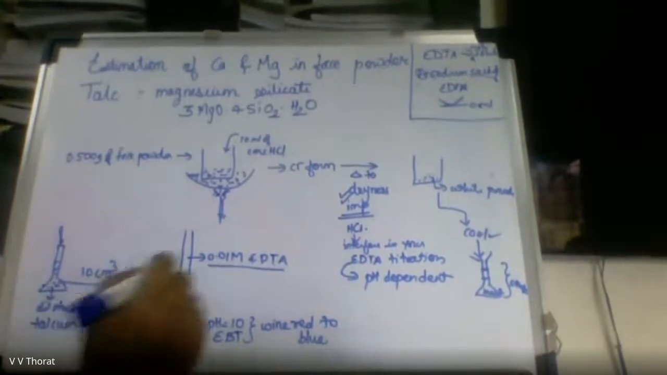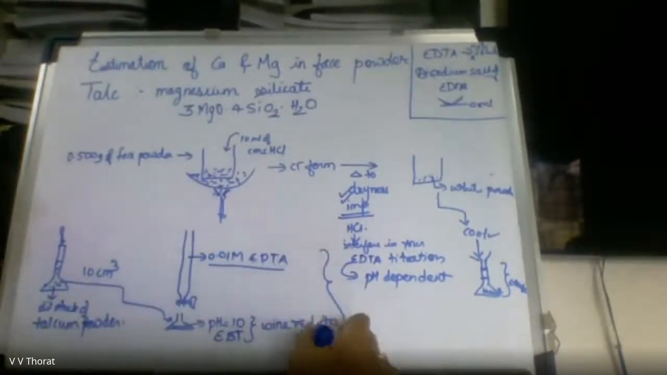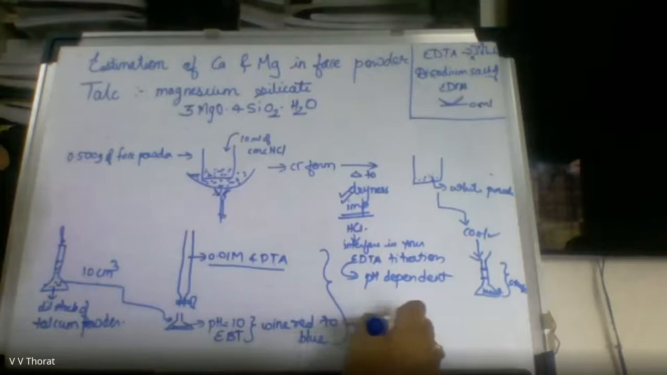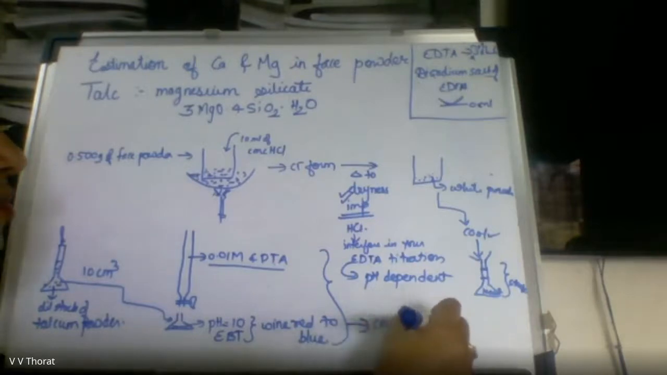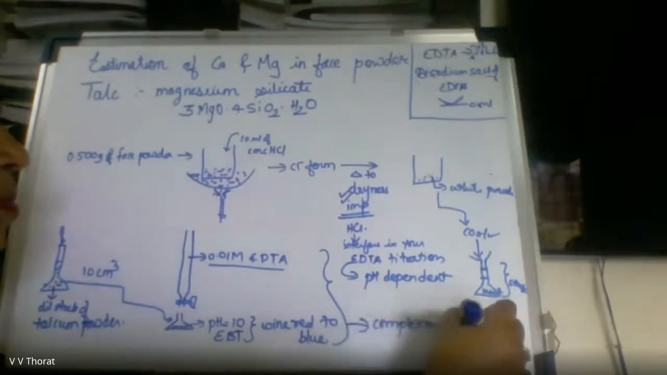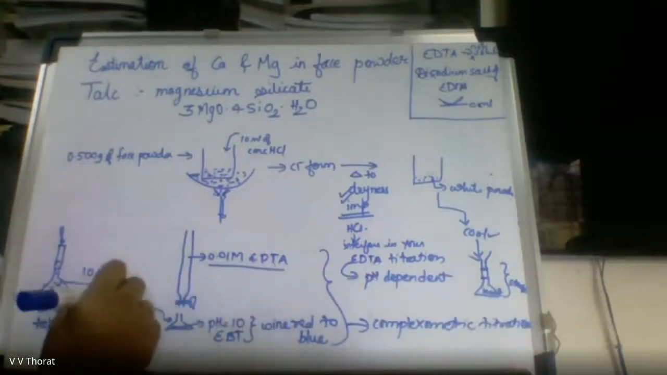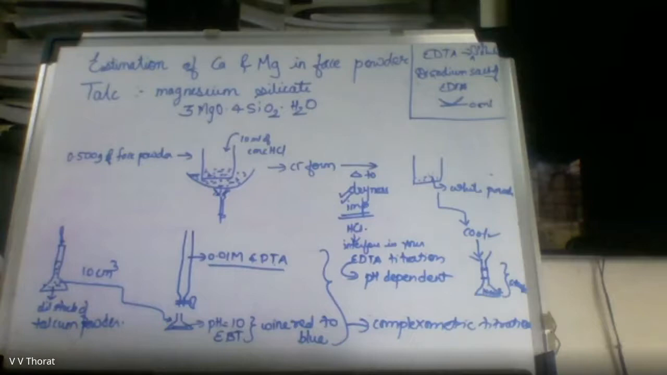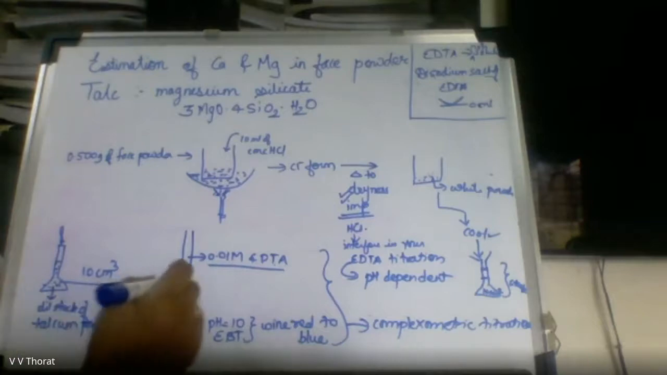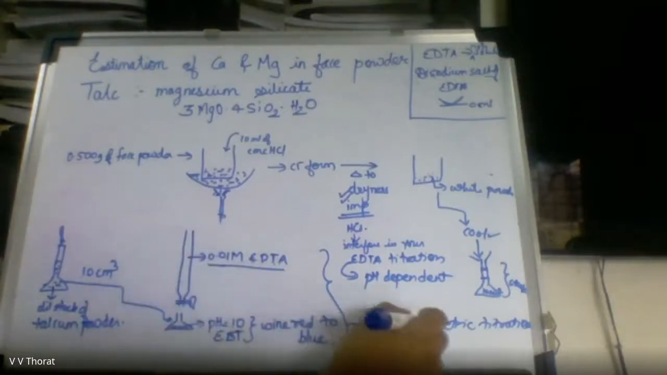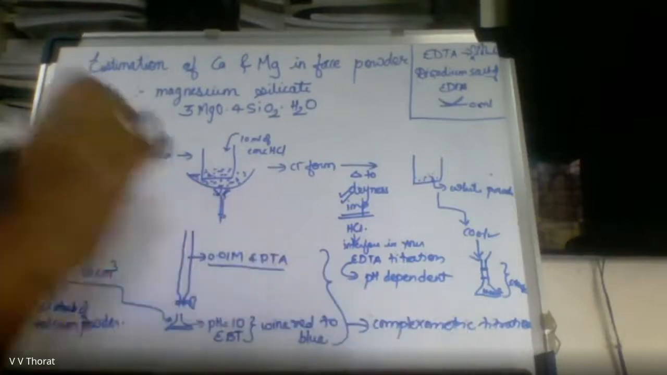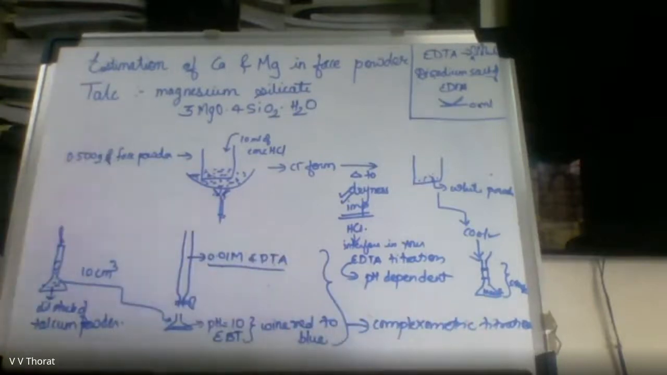Now, this type of titration is called complexometric titration. See, if you have acid or a base in the burette, the type of titration will be acid-base titration. But here you are taking EDTA, so it will be complexometric titration. Is it clear? So now I will show you the video. Any doubt up till here?